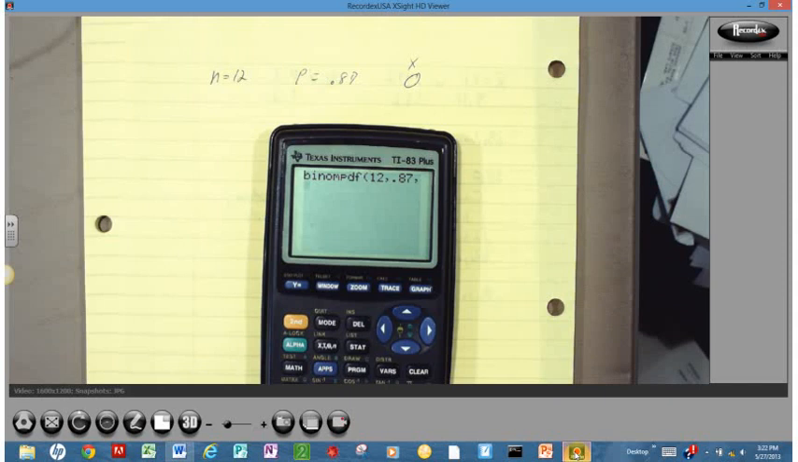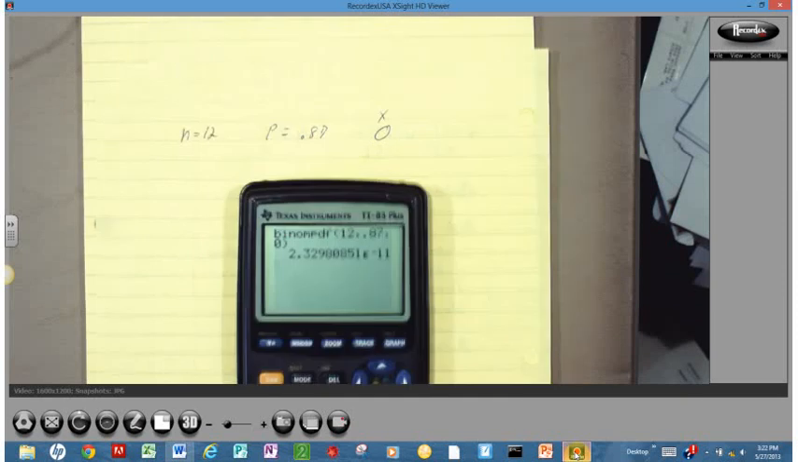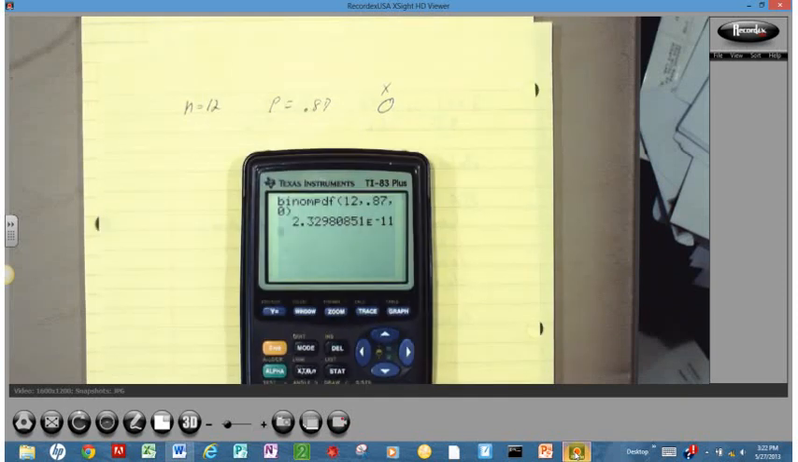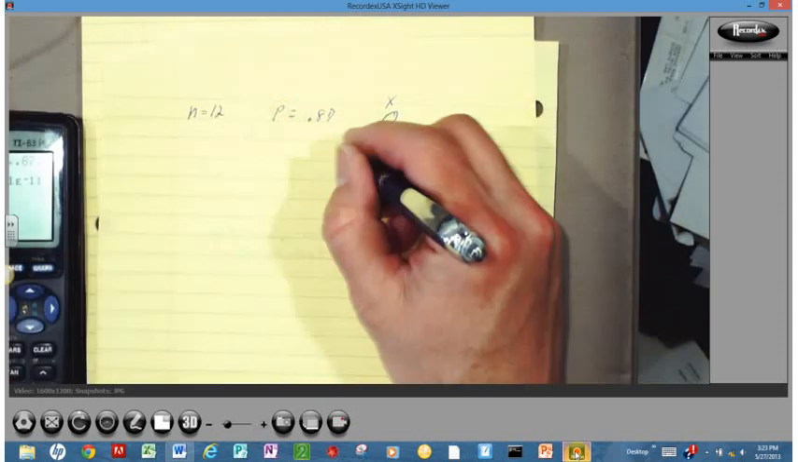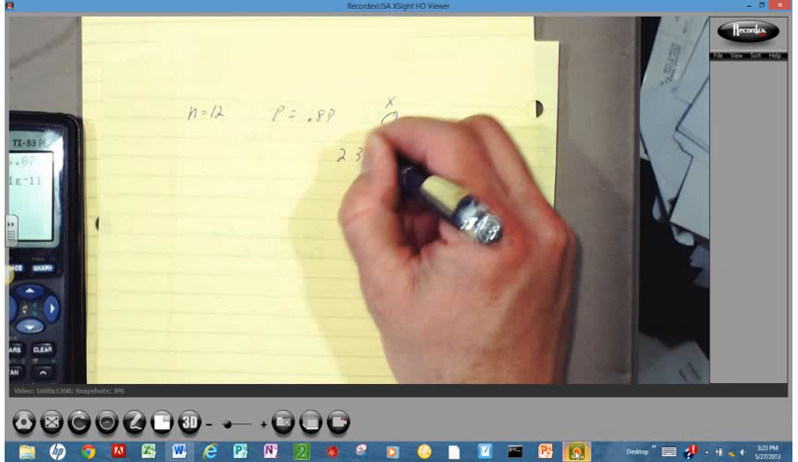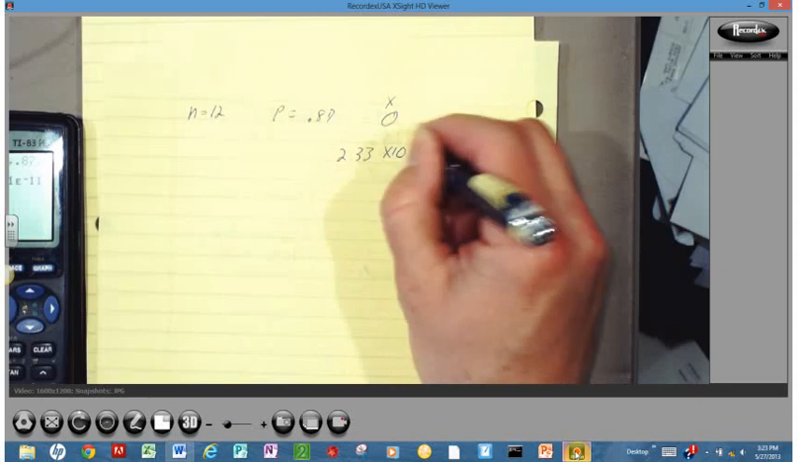I would expect that to be a very small value, and it is. 2.3 times 10 to the minus 11th, essentially 0. Since 87% of your population is right-handed, your number's so big, you would expect that to be last. So I can break that down as 2.33 times 10 to the minus 11th. So a very small value.